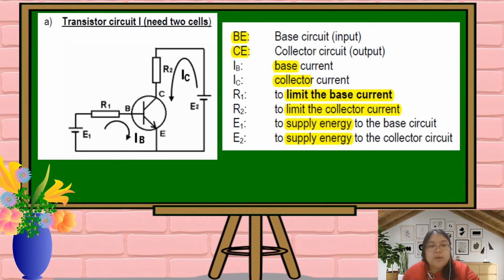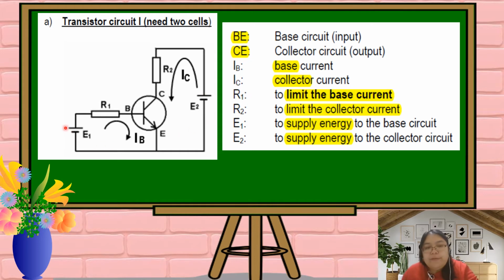Okay, so this is transistor circuit 1. It needs 2 cells, 2 batteries. So you can see the design. The design is like a 1.5 story house. The lower part uses one battery, and the higher part, the bigger building, uses another battery. So now, how does the current actually flow?